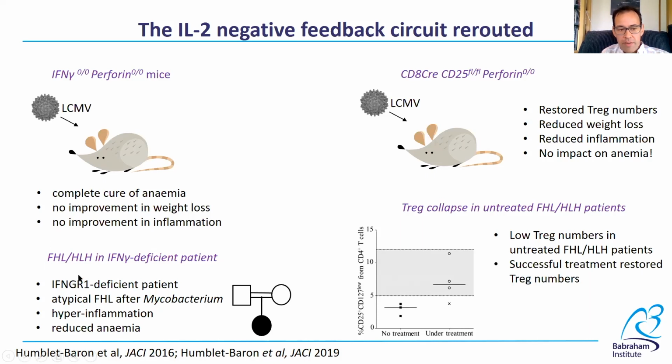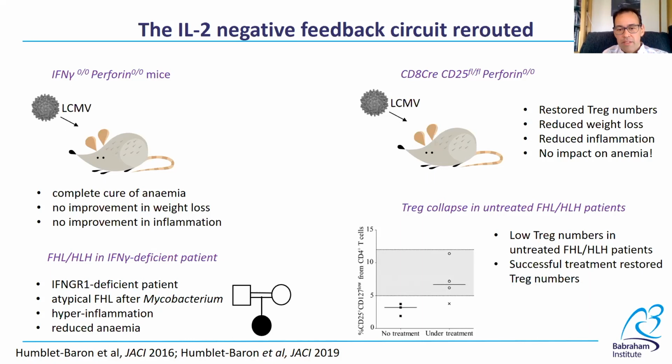We were also able to identify a patient with FHL or HLH, which is a very similar condition with slightly different molecular basis, in a patient that had an interferon gamma deficiency. So this is a patient that has a complete loss of function of interferon gamma receptor 1, and they developed FHL after an infection with Mycobacterium. They had the hyperinflammation that we characterize with FHL, but they did have a reduced and atypical anemia.